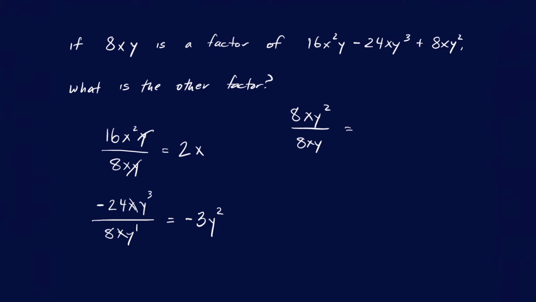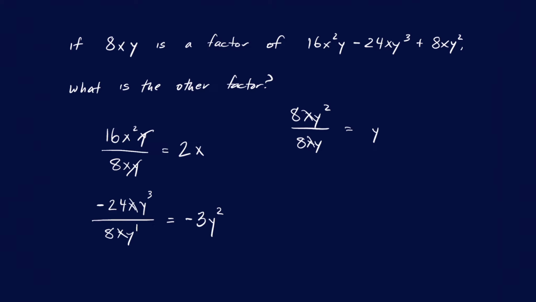And we get 8 divided by 8, which is 1. Then we get x divided by x, which is 1. So we just cancel the x's out. And then y squared divided by y, which is y. So usually we're just going to leave out the 1, and we can just write y as our final answer. So then our final answer to this question is going to be just all these terms grouped back together.